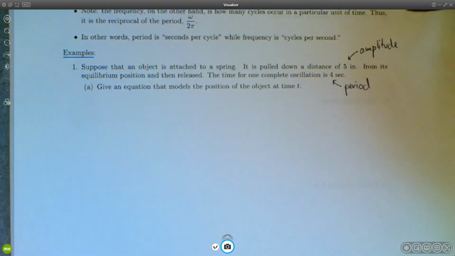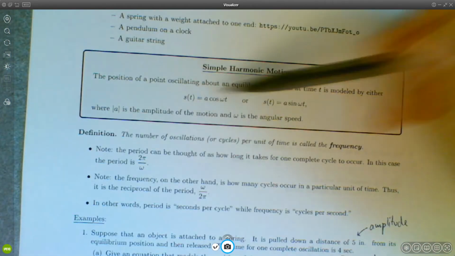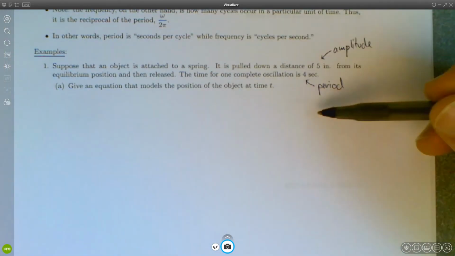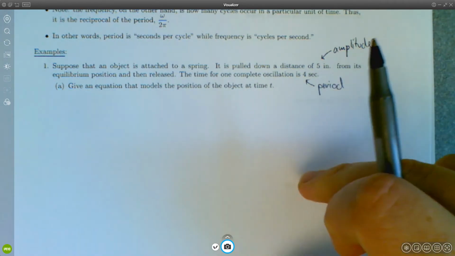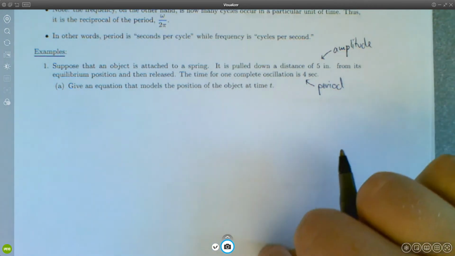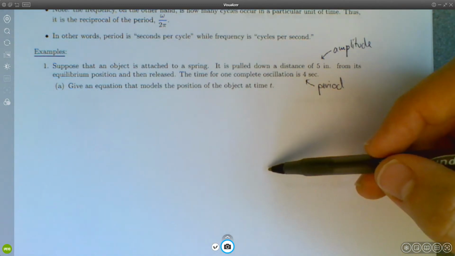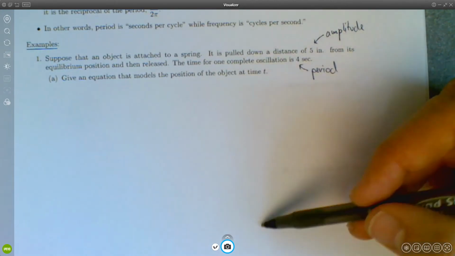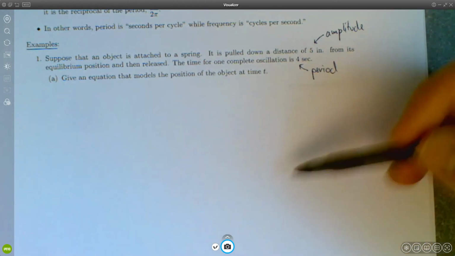So when they say give an equation that models the position of the object at time t, we're going to use one of these two functions. Since they pulled the spring down 5 inches and then started counting time once they let go, the spring was not at its equilibrium position. So we're not going to use the sine function, because the sine function would start at time t equals 0 with the object at equilibrium. Cosine is going to start at 1, but we can multiply that by a -5 so that it's starting at -5 where it should, right?